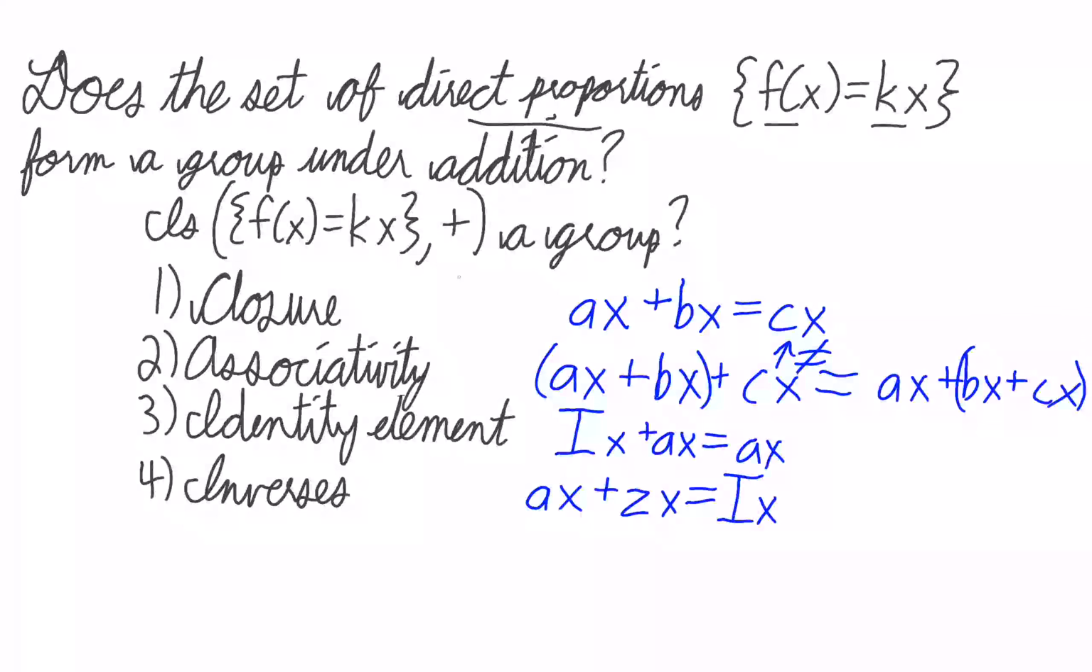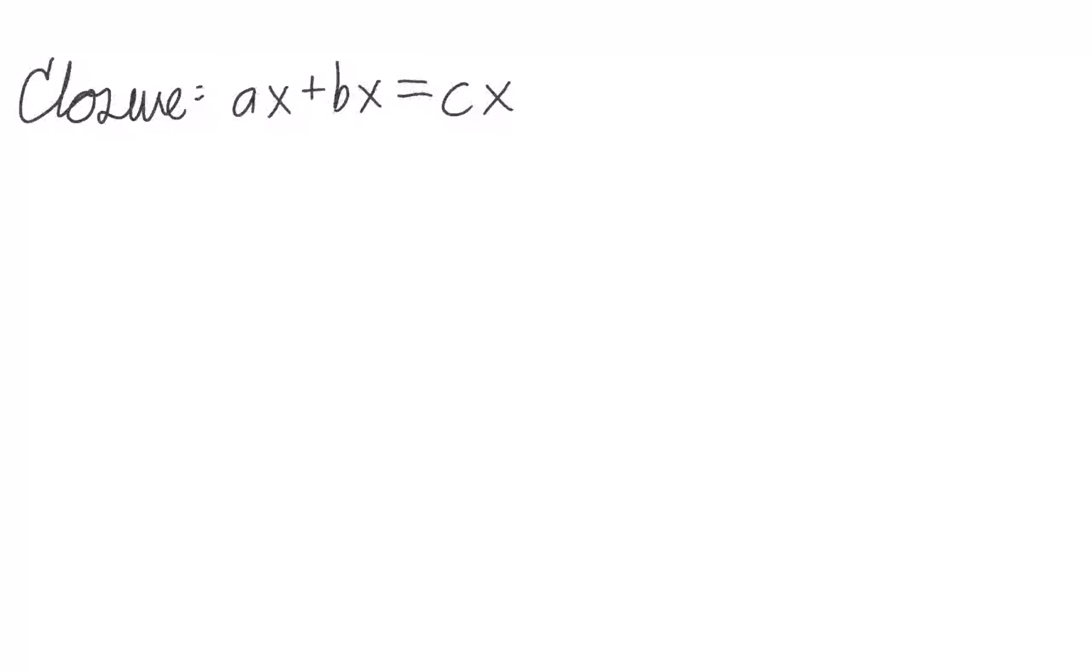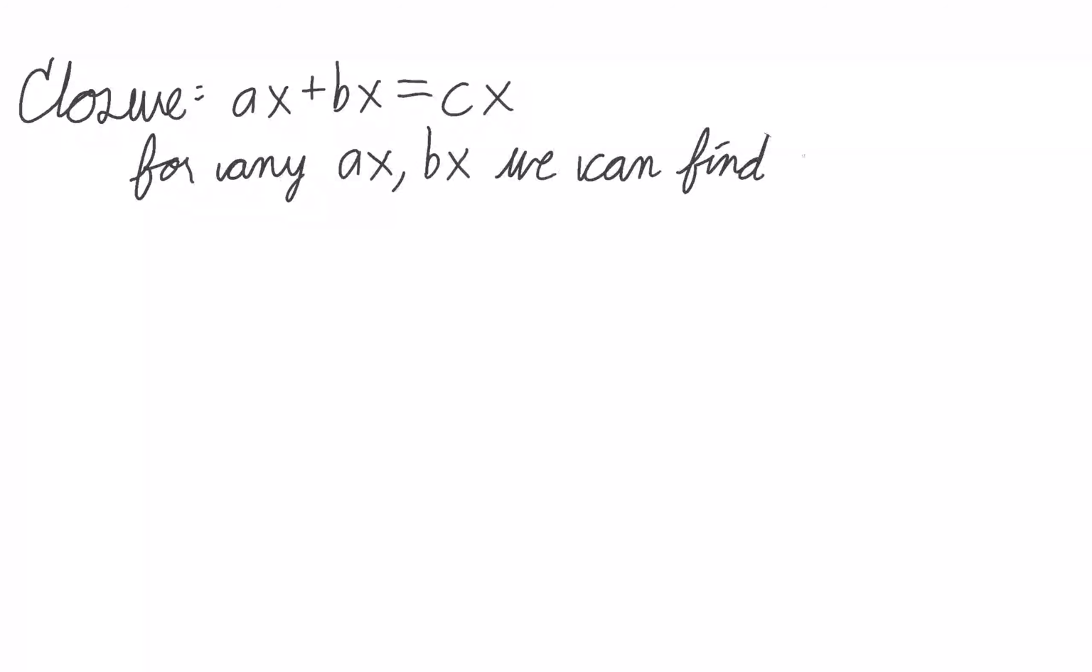So what we're going to do is try out each of these one at a time and see if they're true. What we're really saying with this formula is for any pair ax and bx, we can find the needed cx. So let's see how we would do that. Let's say that a was 2 and b was 4. So if we had 2x plus 4x, the way we would usually think to do that is to combine like terms. So we would get 6x.